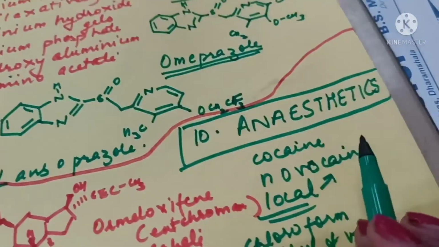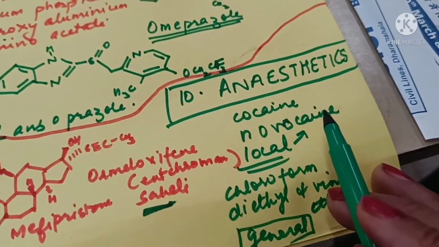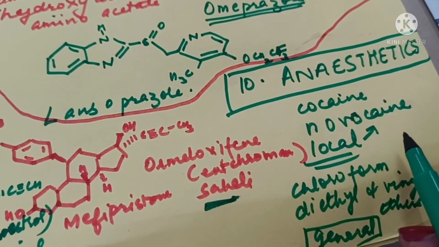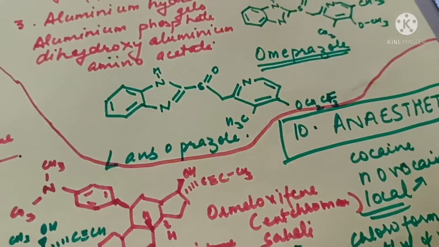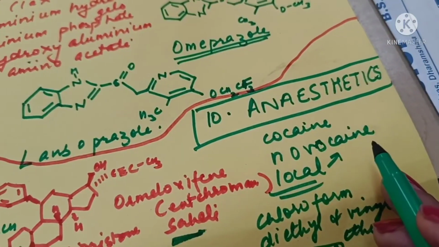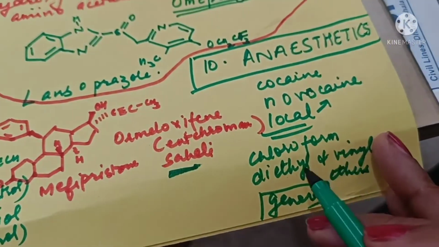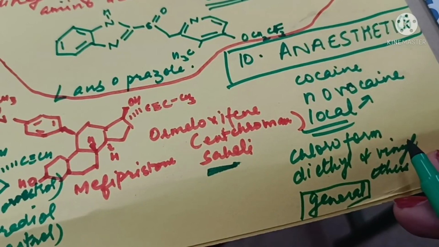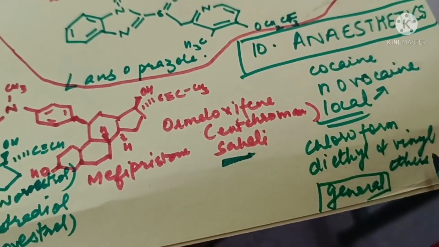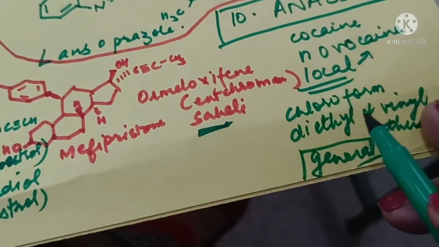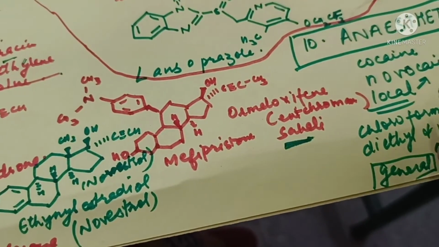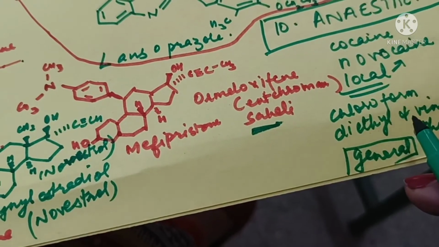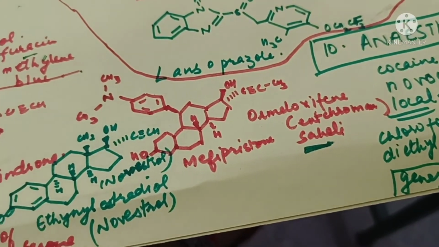Then last category of drugs is anesthetics. These are chemicals which are used to numb an area to relieve from pain. So a local anesthetic is cocaine or novocaine, whereas general anesthetic is chloroform or divinyl ether. These help in doing local or general surgeries. Person gets induced into sleep and surgeries can be performed.